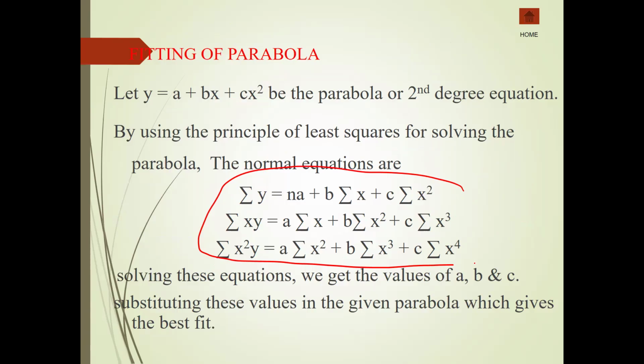Remember, for the second degree polynomial, sigma i equal to 1 to m, yi is equal to, if it is m points, ma. If it is n, it is na. Generally, we'll take m points, so we'll write ma. Ma plus b into sigma xi plus c into sigma xi square. These are the normal equations of the second degree polynomial.